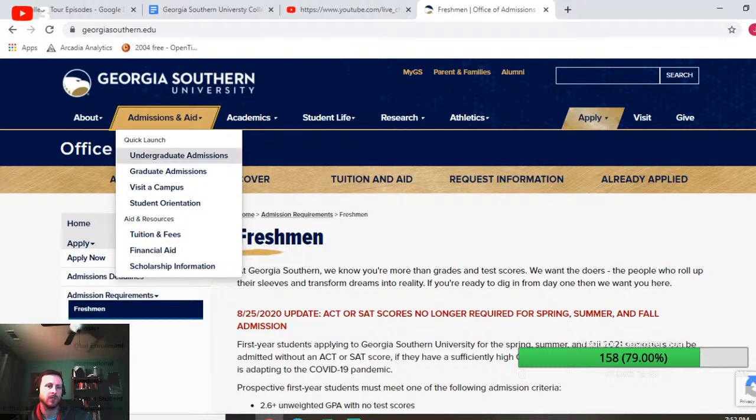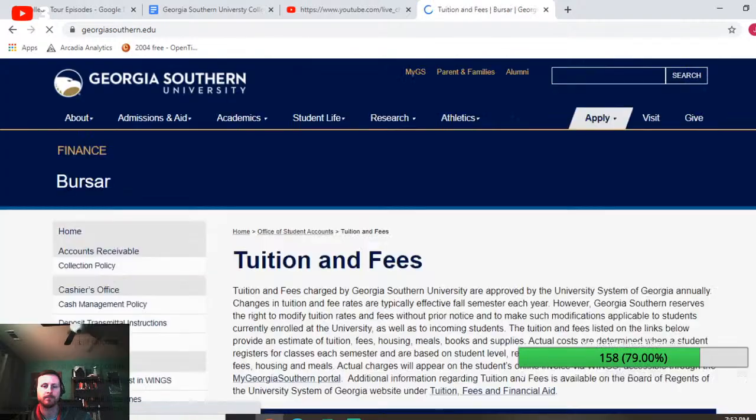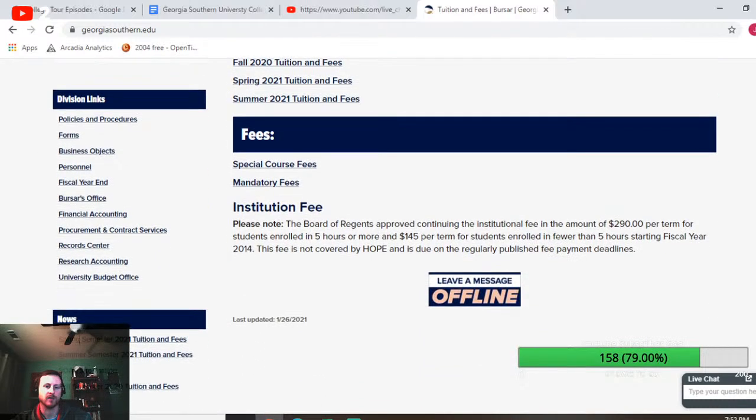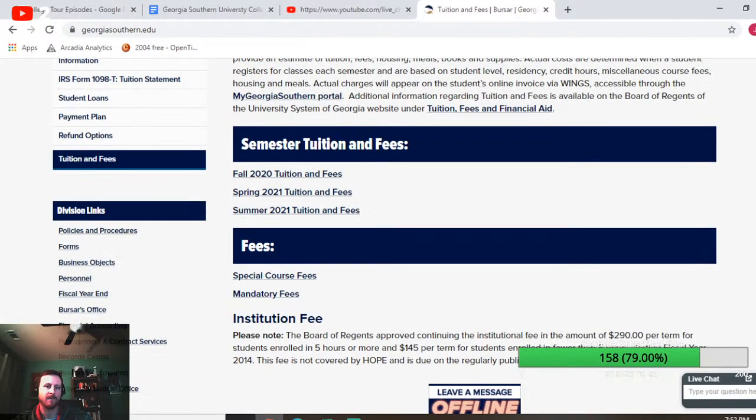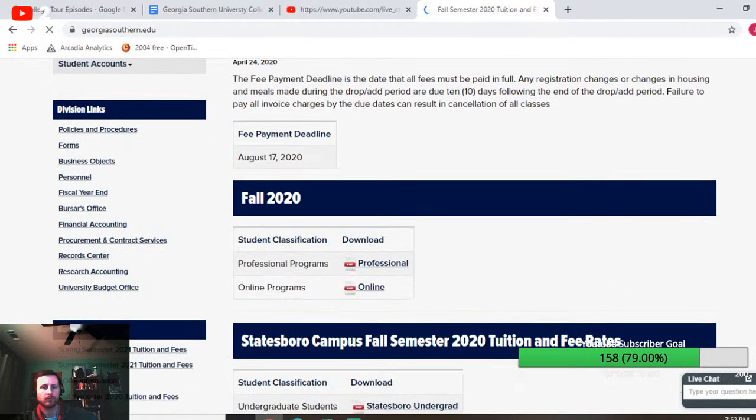Let's go to tuition and fees. Let's see what we can find out here. Okay, so they haven't done anything for 2021 fall, so let's just do 2020 fall. That'll give us an idea.